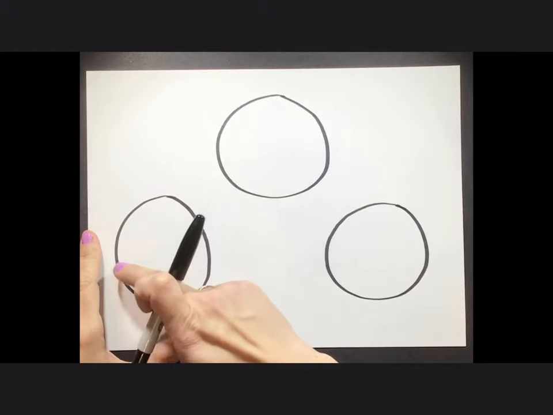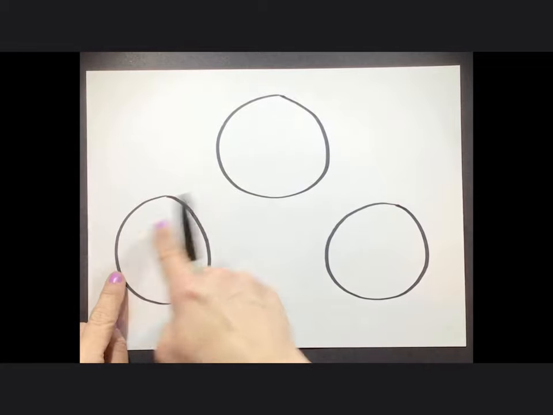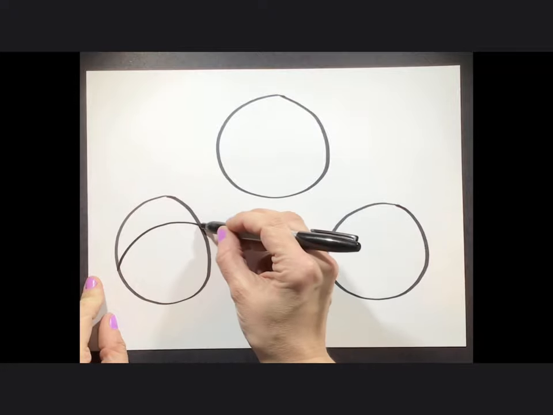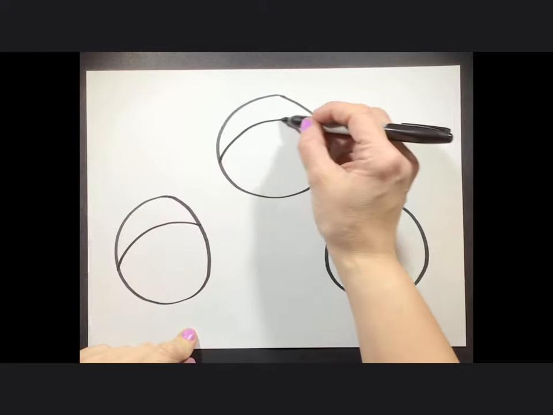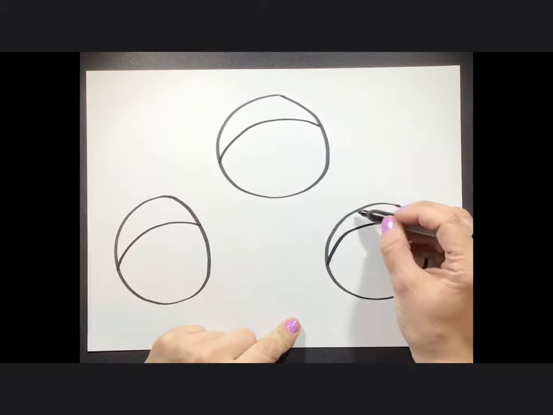All right, our step 2, we're gonna start adding the center part of our flower. So we're gonna start here, and we're gonna go from here over to here, and we're going to be making a curved line. And it's a curve that goes up, and over here, we're gonna do the same thing. On the third one, we're gonna do the same thing. And there's 2 parts to this step.